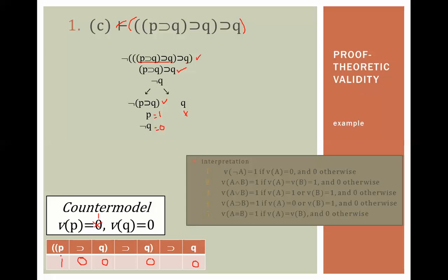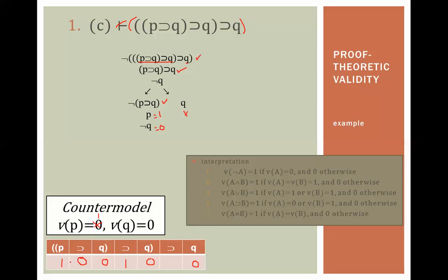Alright, so this whole thing is 0. And this whole thing is 0, right? And this one equals 1 if the first one equals 0 or the second one equals 1. Well, the first one equals 0, right here. So this one equals 1.